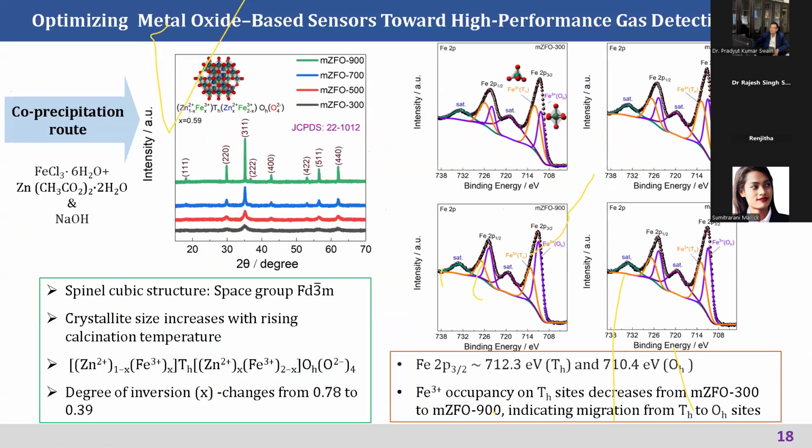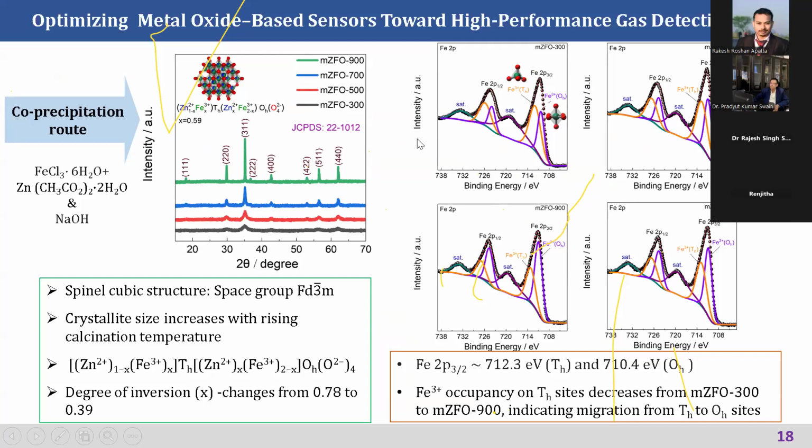Now let's move on to the further characterization. We do XPS analysis, X-ray photoelectron spectroscopy. I hope you are all familiar with this. It's essentially like you take a compound and irradiate it with high energy X-rays. Then this material ejects photoelectrons. These photoelectrons are analyzed, depending on their energy.